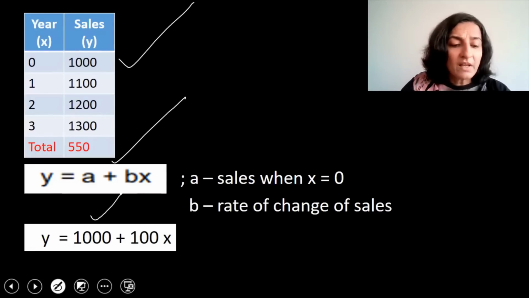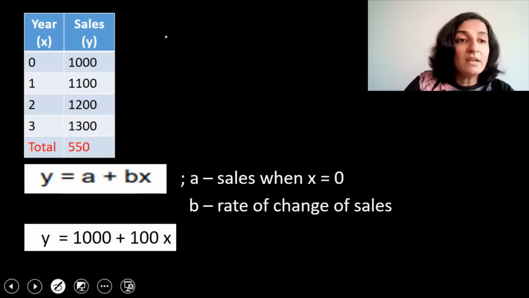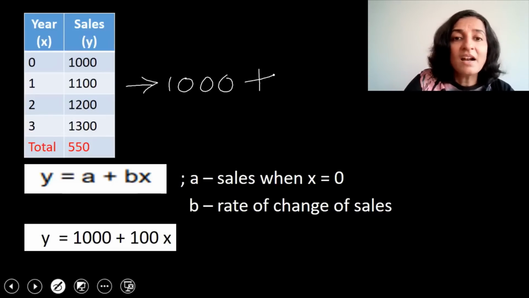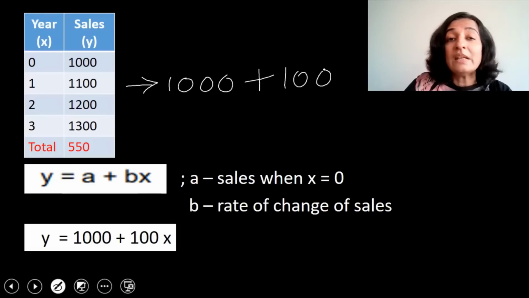Now what is B? Now look carefully in the figures. In year 1, you have a sales of 1,100 units, which means that 1,000 units you were able to achieve without any experience, plus 100 units you were able to increase once you entered year 1.